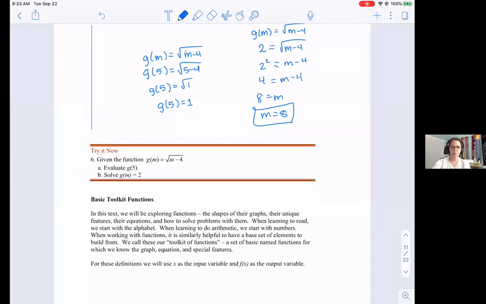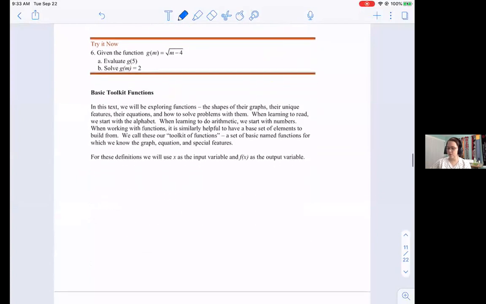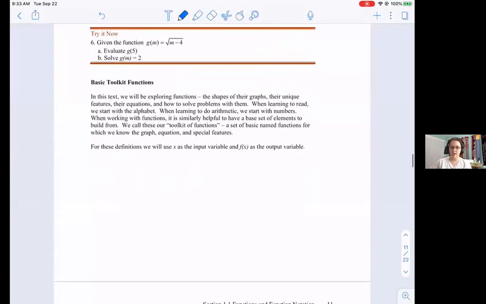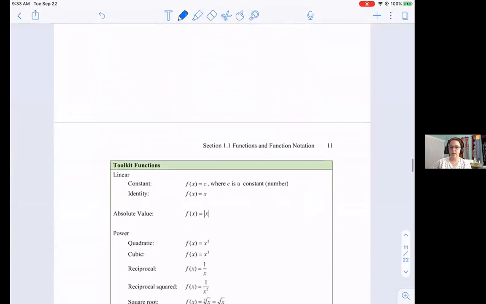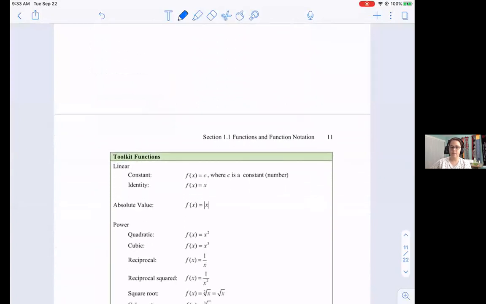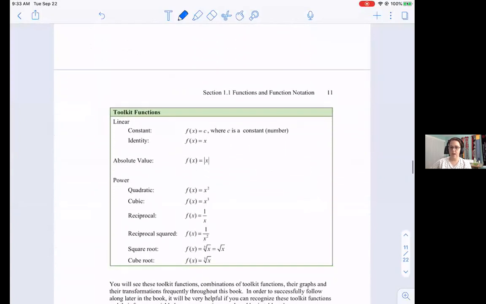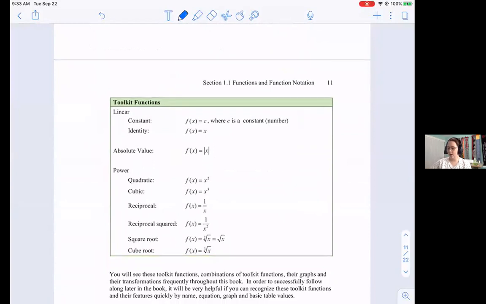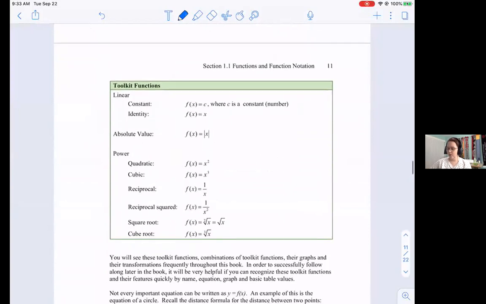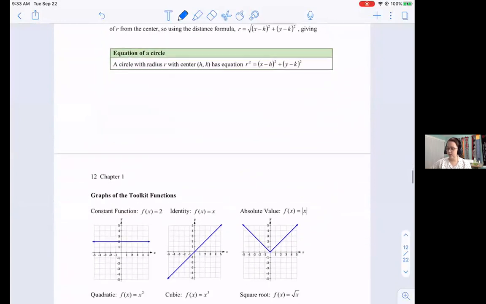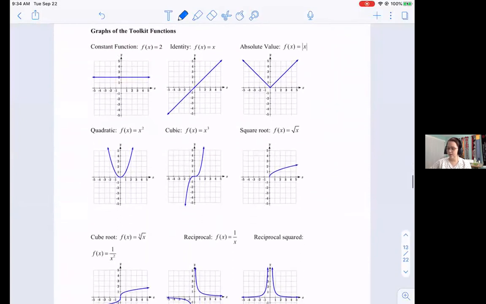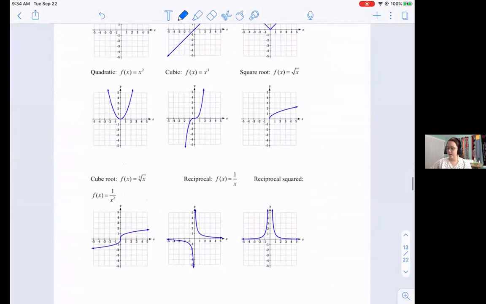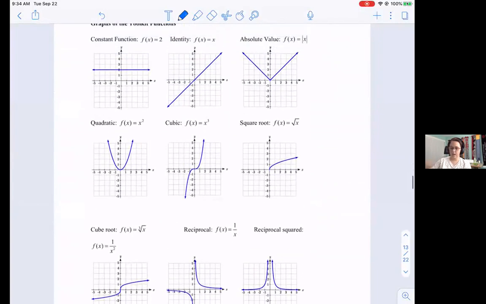All right, the next little bit here is talking about your basic toolkit functions. Y'all's job is to know the names of these functions and be able to identify if they are one-to-one and be able to match them to their graph. So our toolkit functions are shown below. In y'all's homework, it has you matching the names and the equations and the graphs. The ones that are one-to-one, I'm just going to put a quick check mark. This is one-to-one.